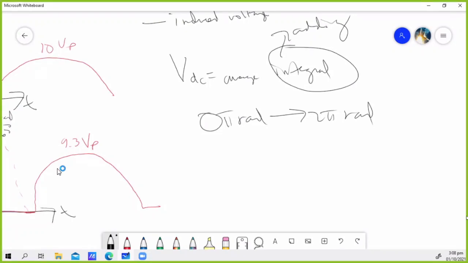Kasi kung susukatin mo yung 0 to 2 pi, gaano siya kahaba? 2 pi siya, di ba? Kasi 2 pi minus 0 is 2 pi. So 2 pi yung range natin for the x-axis.